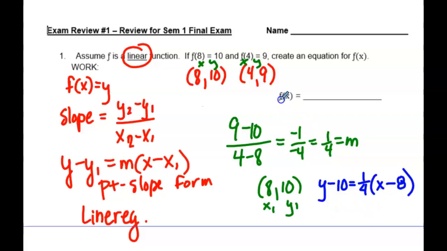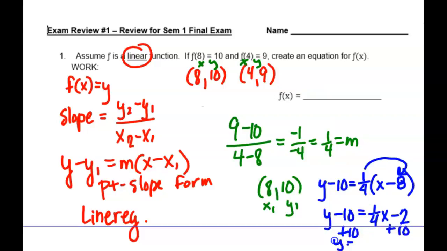Then we want to get f of x, which means what again, guys? Y. So we want to get the y by itself. So if we distribute, we'll have 1/4 x. Guys, what's a fourth of 8? 2. So that'll be -2. And then if we add 10 over there, we'll get 8. So we'll have y equals 1/4 x plus 8.